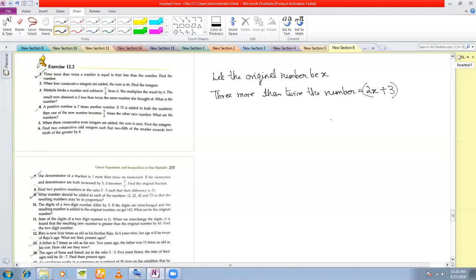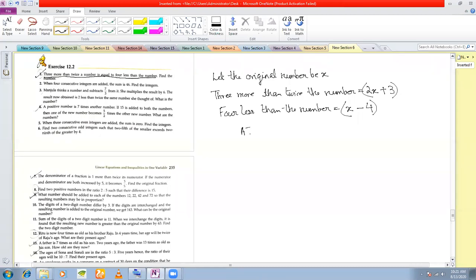Any questions? No, sir. Is equal to 4 less than the number. What is 4 less than the number? That is, you are subtracting 4 from the number to get 4 less than the number. And what is given here? 3 more than twice the number is equal to 4 less than the number.